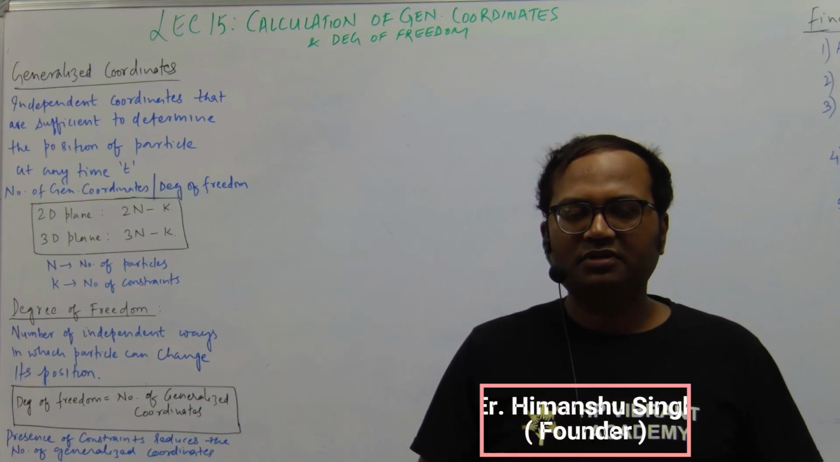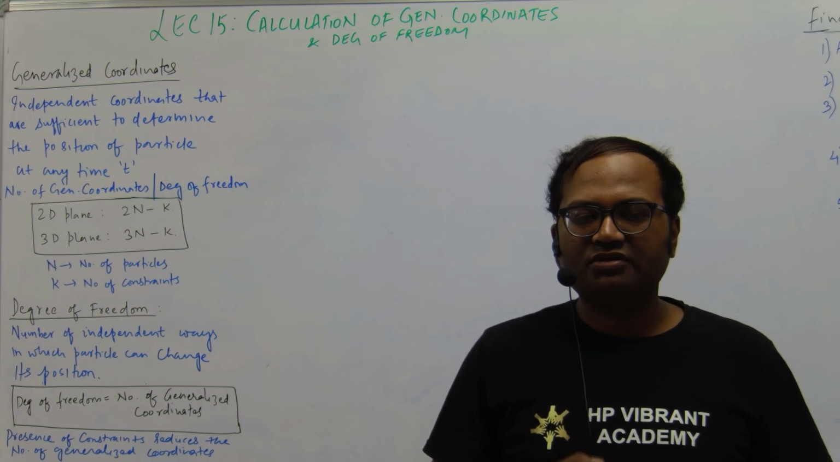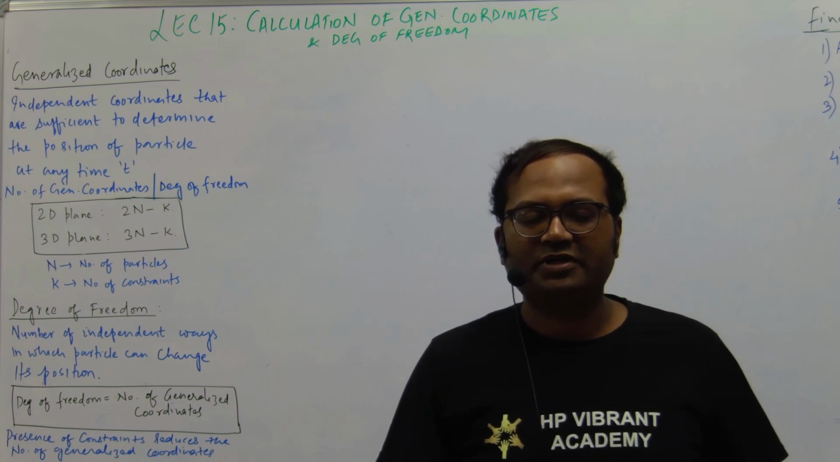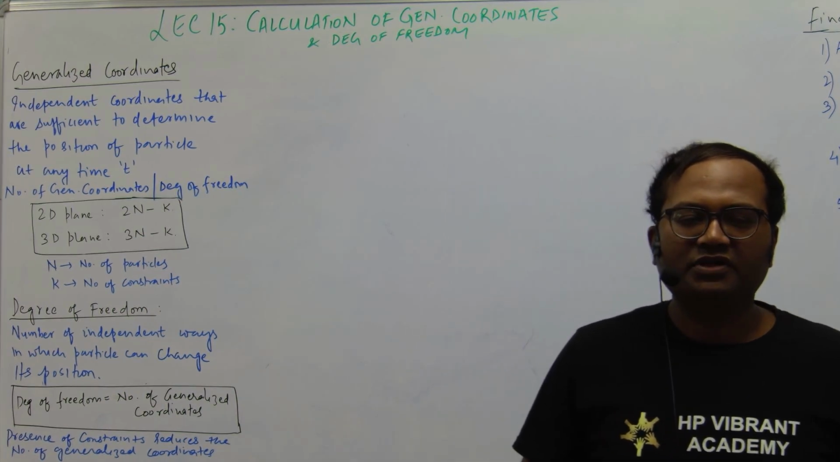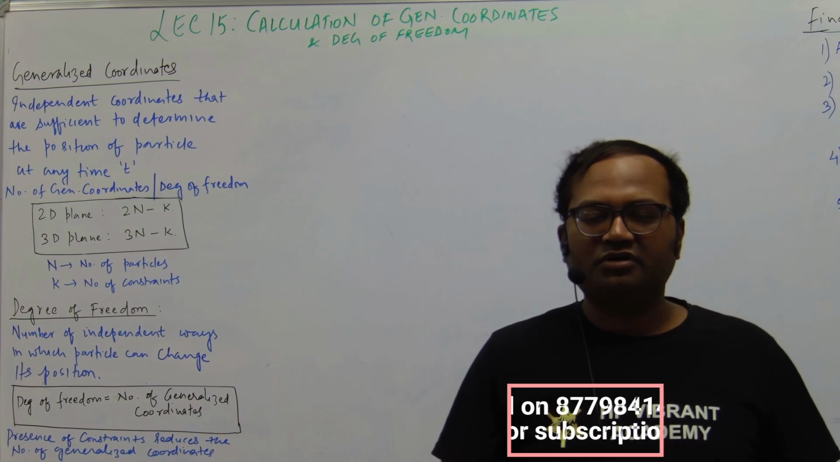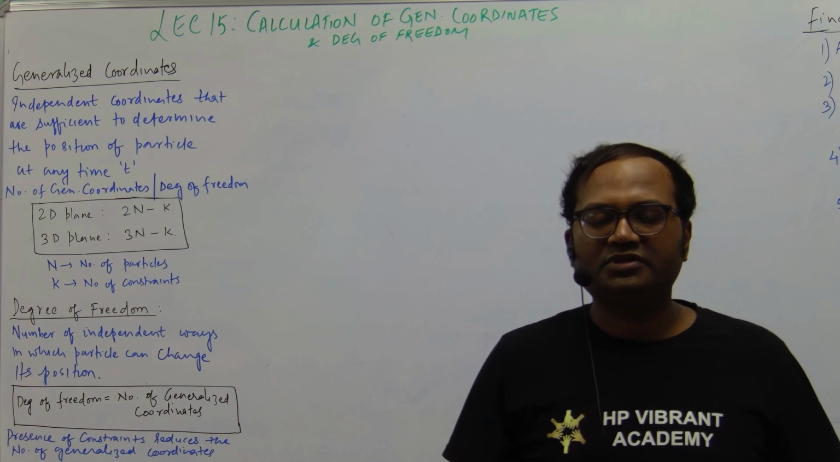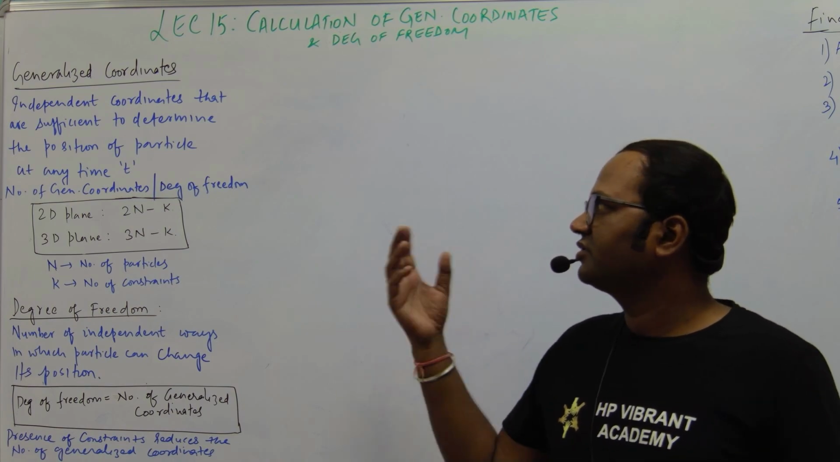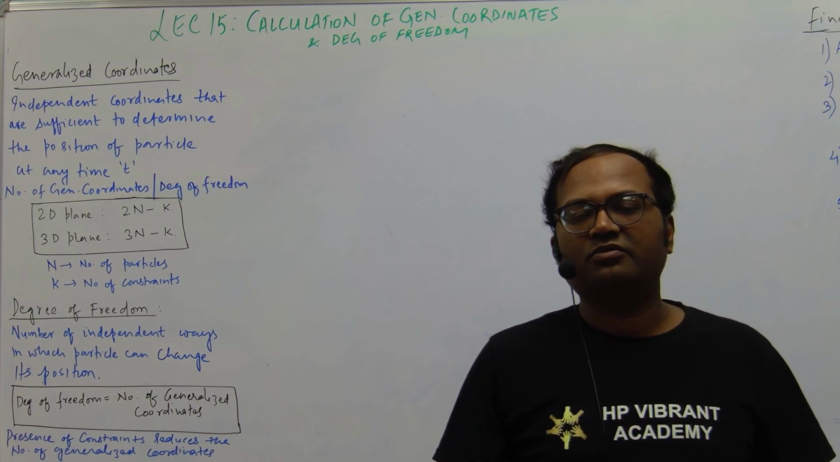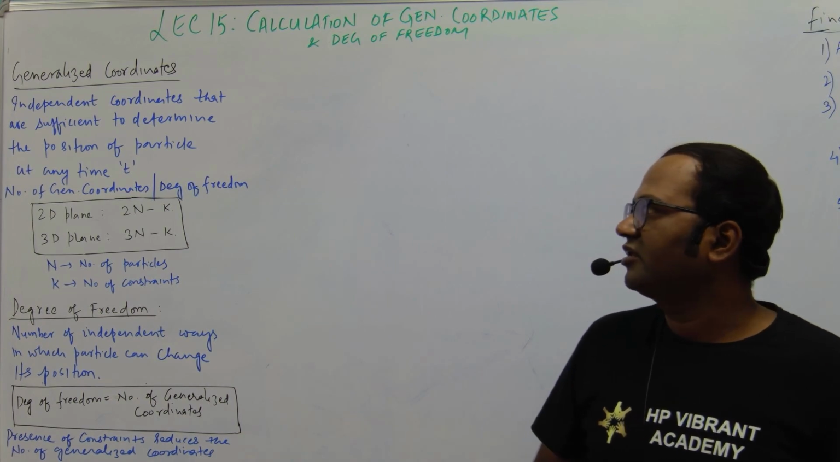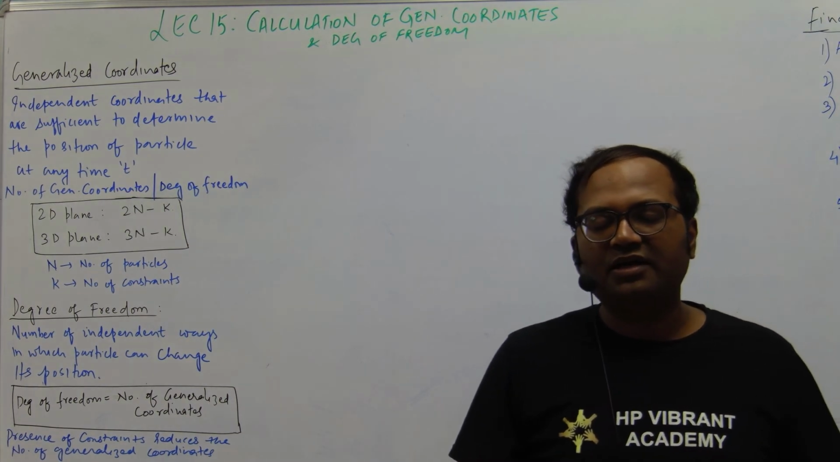In the last lecture, we started the discussion on the generalized coordinates and degree of freedom. In this particular lecture, we will discuss various examples on the generalized coordinates and degree of freedom. So let's start our discussion. What we have seen in the previous lecture is that generalized coordinates are the independent coordinates that are sufficient to determine the position of particle at any time t.